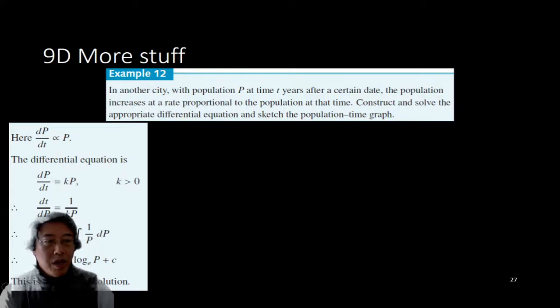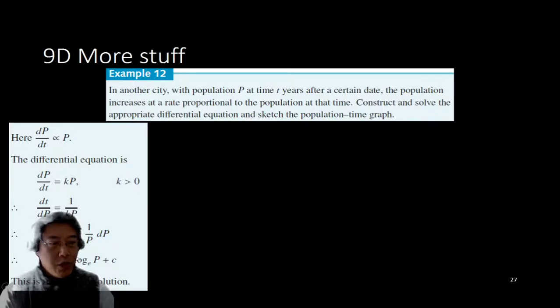You separate the variables, p on the same side, t on the other side. That is 1 over p dp, that's a log of e. So you anti-differentiate. Notice with the log of p, you don't have to put the modulus because p is a population and it's always positive. So that is the general solution.